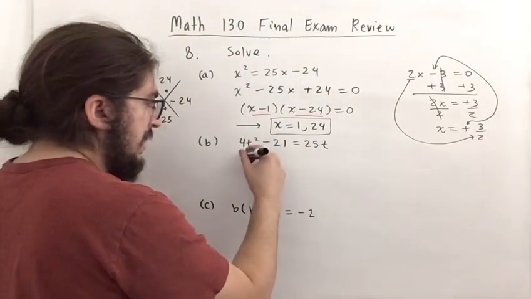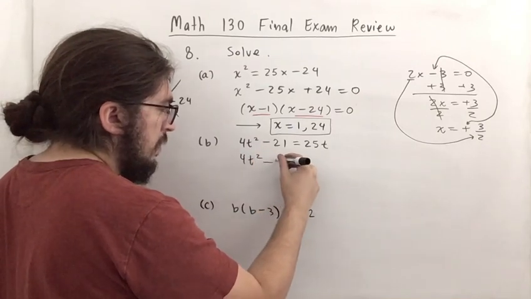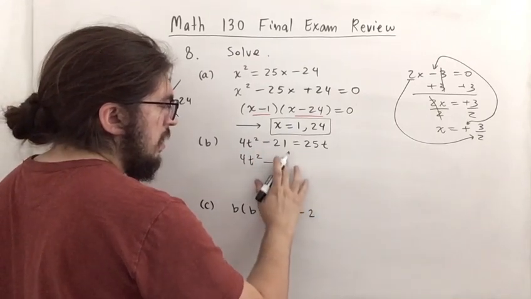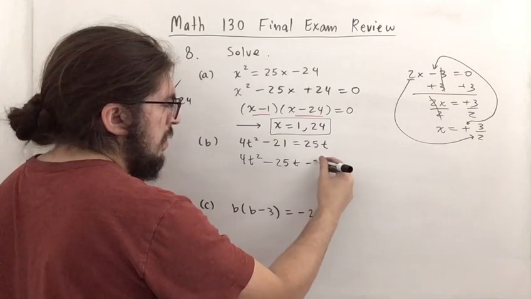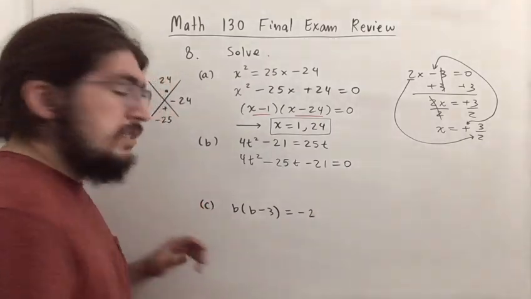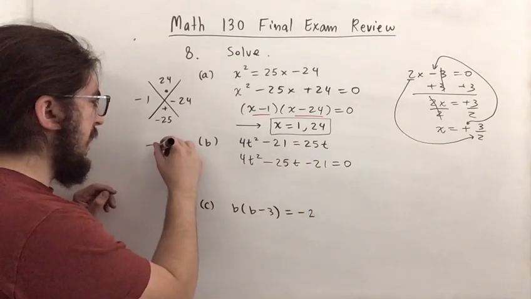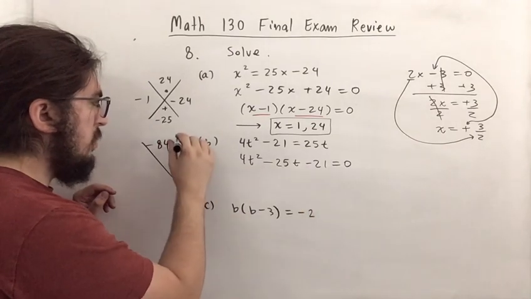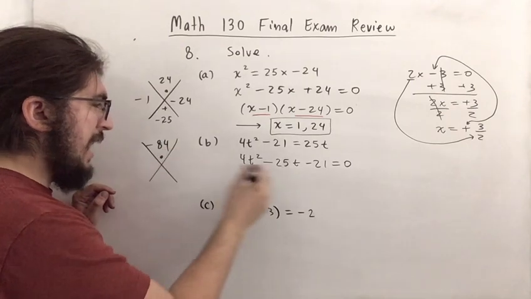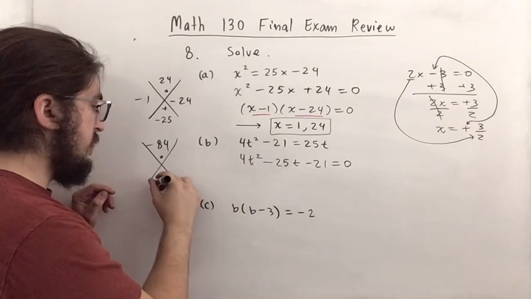And we'll see that here with this one. So move everything to one side so the zero is on the other. Okay, this requires AC. 4 times 21, that's 84, so it's negative 84. So what two numbers multiply to negative 84 and add to negative 25?